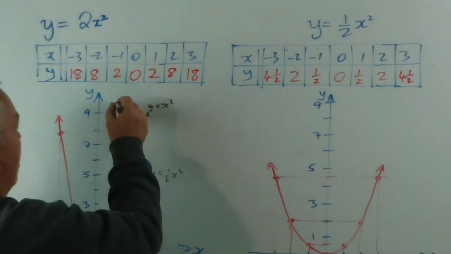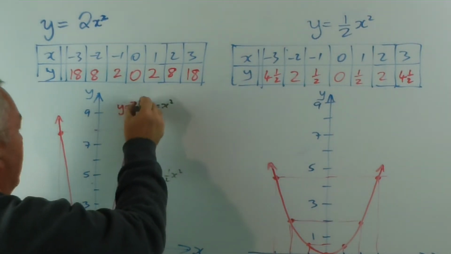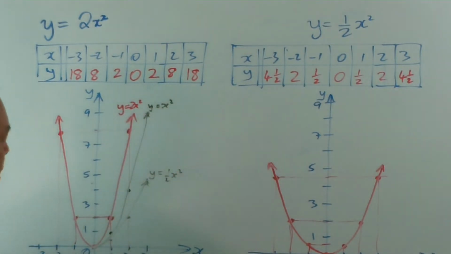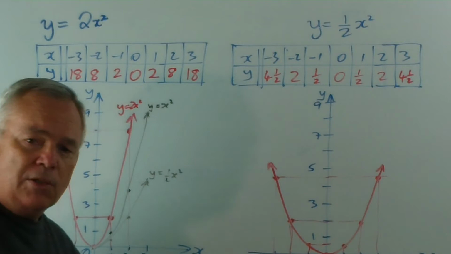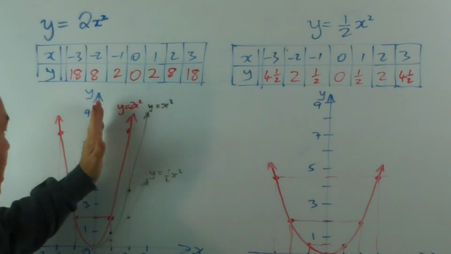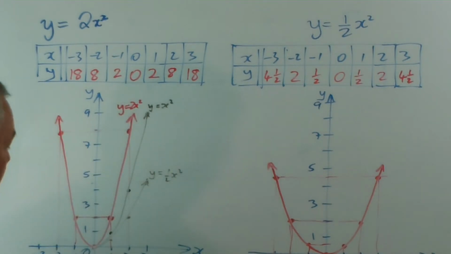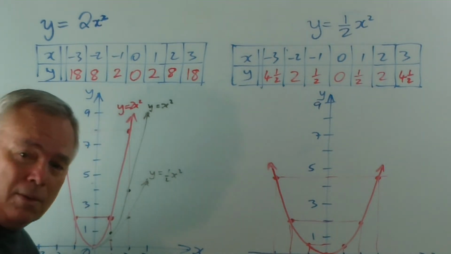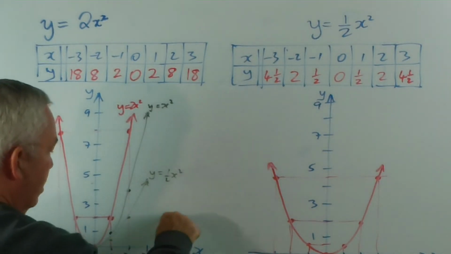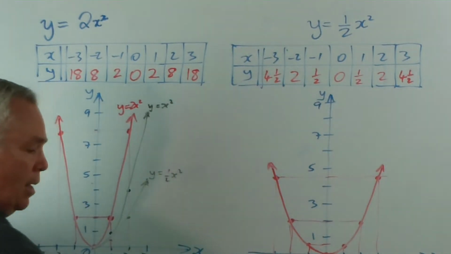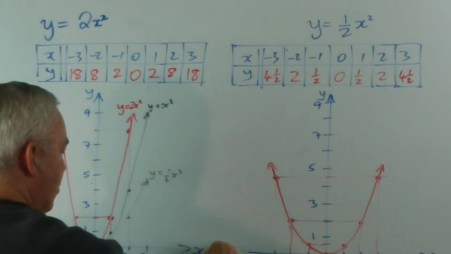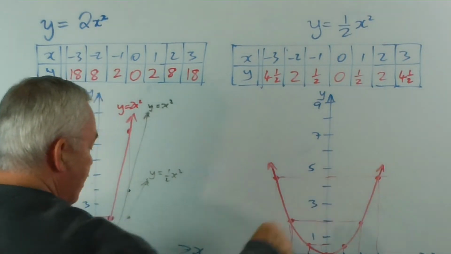So y equals 2x squared, y equals 1x squared, y equals half x squared. Where do you think y equals 5x squared will be? Of course it will be steeper, and then 10x squared will be steeper still. If I gave 1/10 of x squared, then it would be a very shallow parabola going up like this. If I did 1/1000th, it would be extraordinarily shallow and very, very slowly rise.